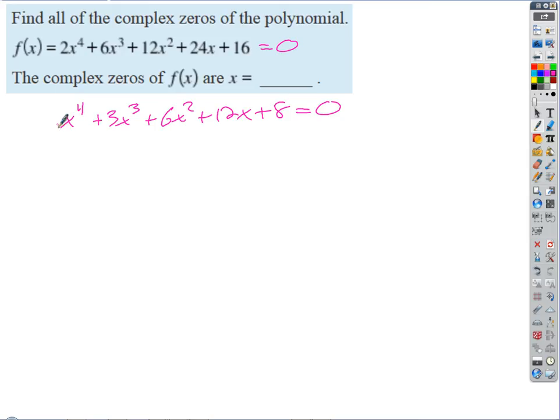So really, I only have to try a handful here. Positive, negative 1, positive, negative 2, plus or minus 4, plus or minus 8. Start with the easy ones and just work your way down.